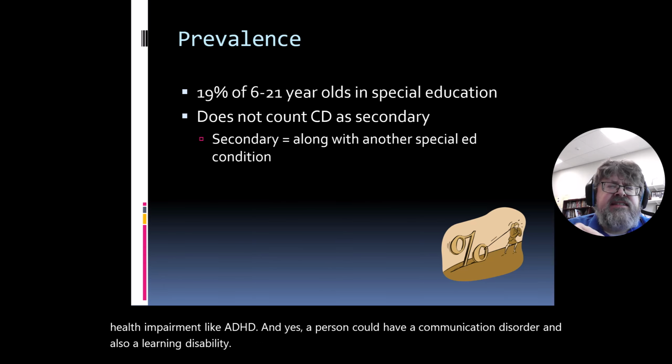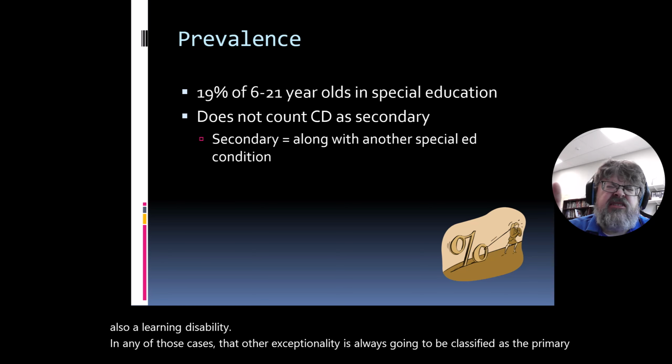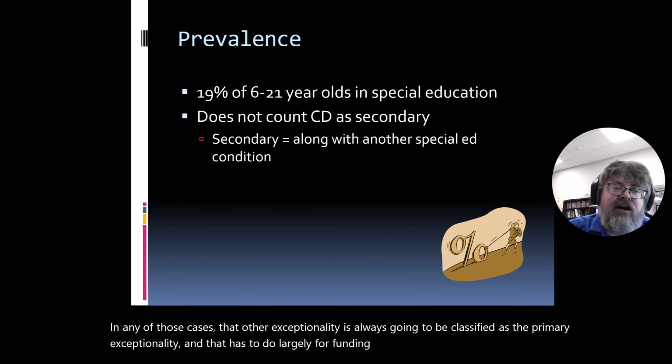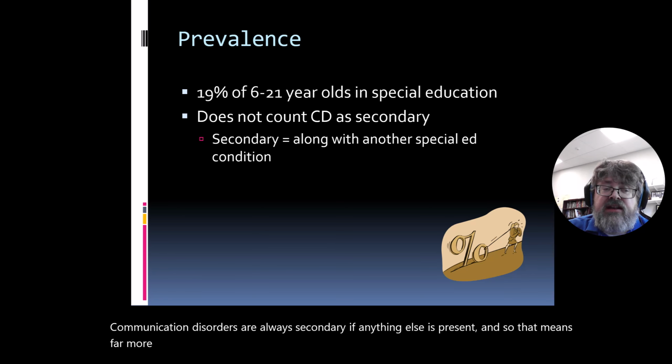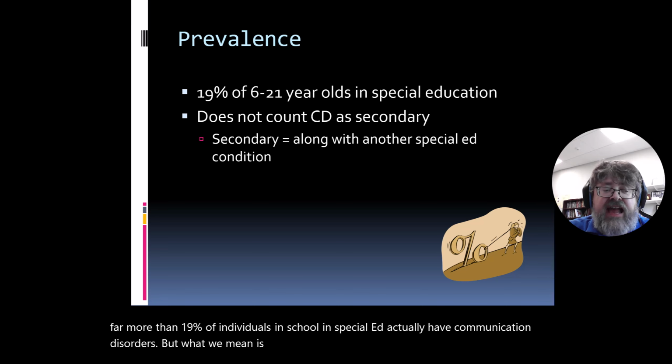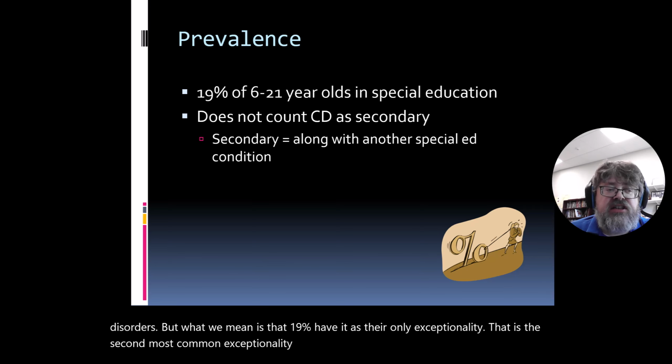In any of those cases, that other exceptionality is always going to be classified as the primary exceptionality, and that has to do largely for funding reasons. But communication disorders are always secondary if anything else is present. And so that means far more than 19% of individuals in school in special ed actually have communication disorders. But what we mean is that 19% have it as their only exceptionality. That is the second most common exceptionality behind only learning disabilities.